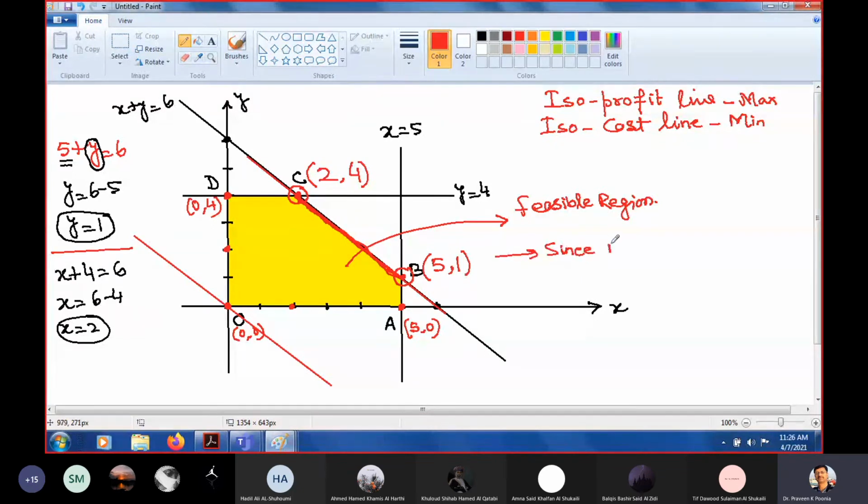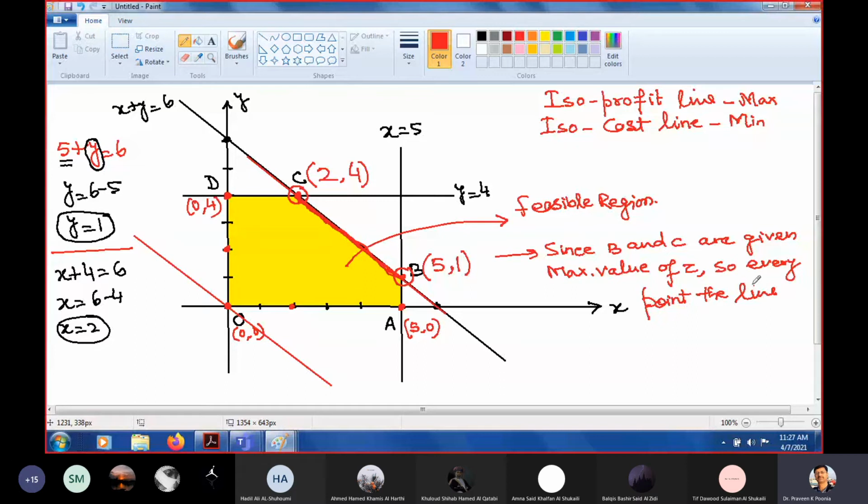Since B and C are giving the maximum value of Z, every point on the line BC will give you the optimal solution. Optimal means either maximum or minimum. So dear friends, this is property number 1.